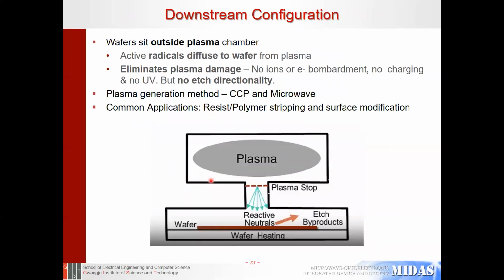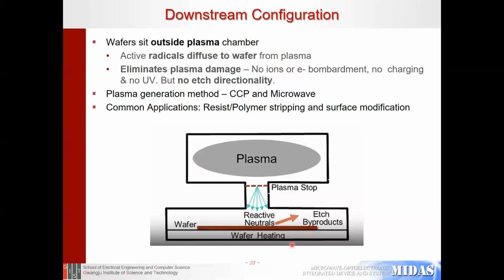Now I am going to talk about the last part, which is the downstream configuration. In the downstream configuration, we have a plasma chamber which is separate from the wafer, where we have no plasma interacting with the wafer. So we are basically having no plasma at the wafer. This allows us to get away from all these things like plasma charging, ion bombardment, and so on. So it's really for reducing damage.